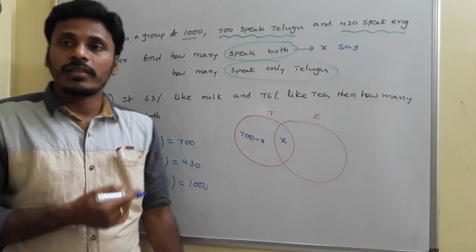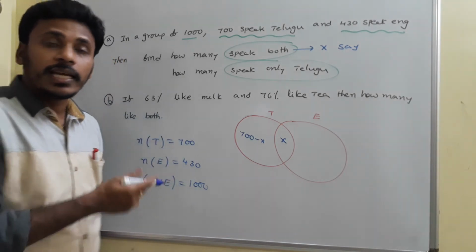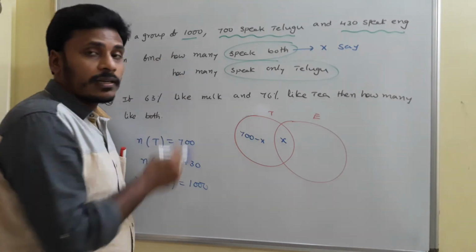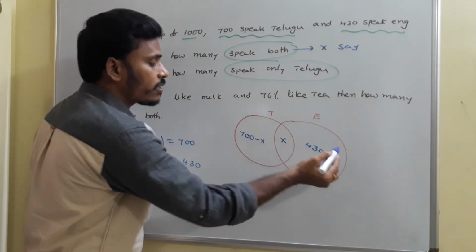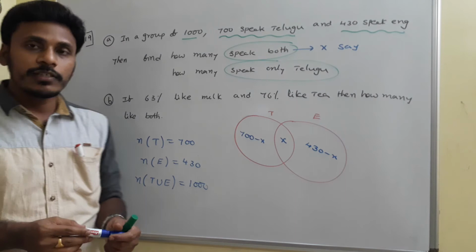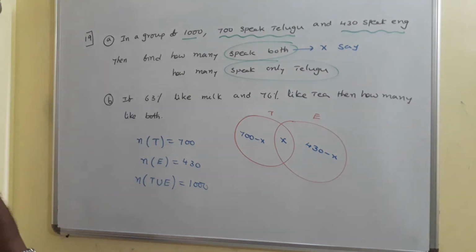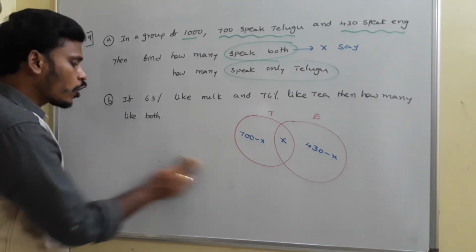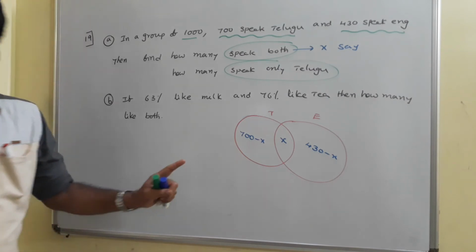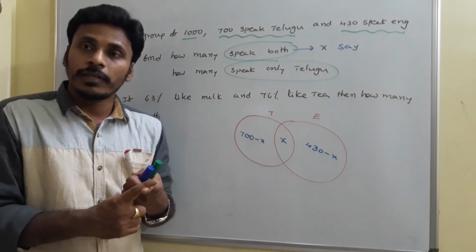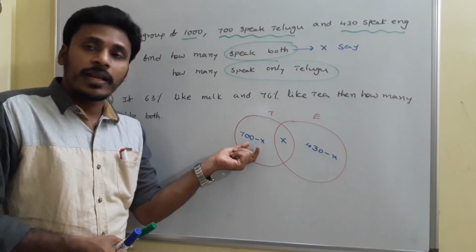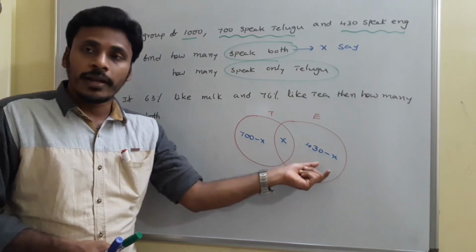Whereas when you think about the English speaking persons, in the second circle there must be 430, and x is already included, so here you need to take 430 minus x. Now, leaving aside these notations: one circle for Telugu, one circle for English, let x be the persons speaking both the languages, 700 minus x here and 430 minus x there.